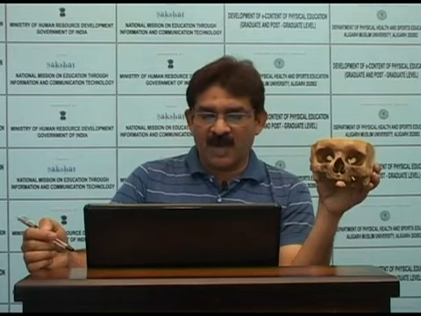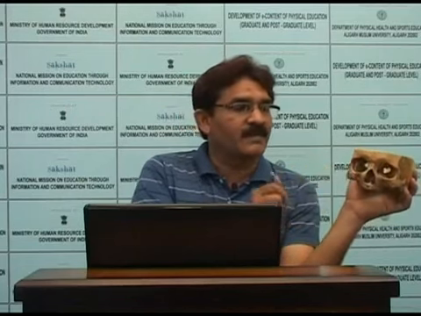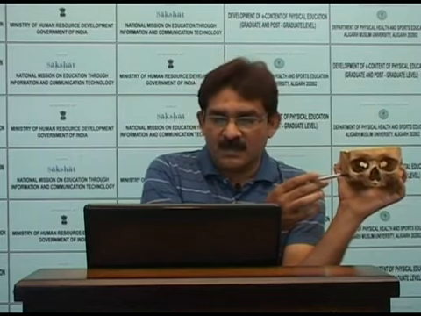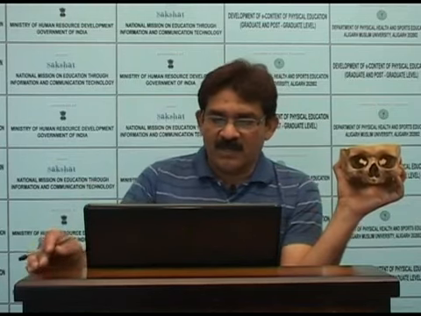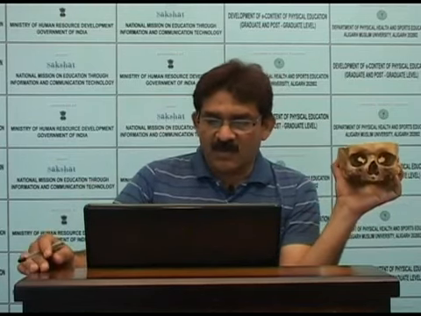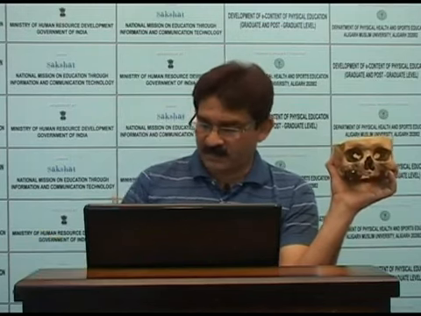Zygomaticofacial foramen, a small foramen for passage of the zygomaticofacial nerve. This is the zygomaticofacial foramen. We can see the slightly sharp point of the foramen, which is the zygomaticofacial foramen, a small foramen for passage of the zygomatic nerves.